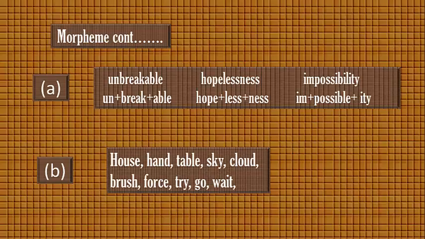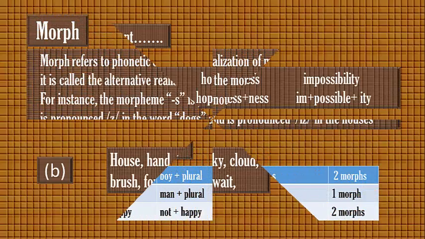In any way, if we separate H and OUSE, then there is no such word present in the dictionary. And the same is the case with hand. All these words have the same characteristic. They cannot be further divided into other meaningful morphemes.